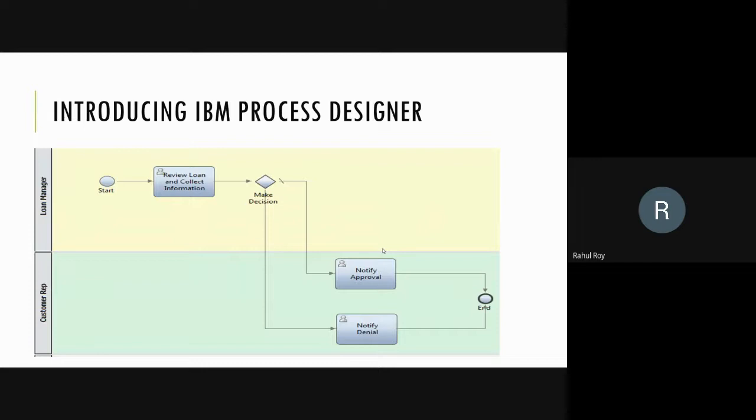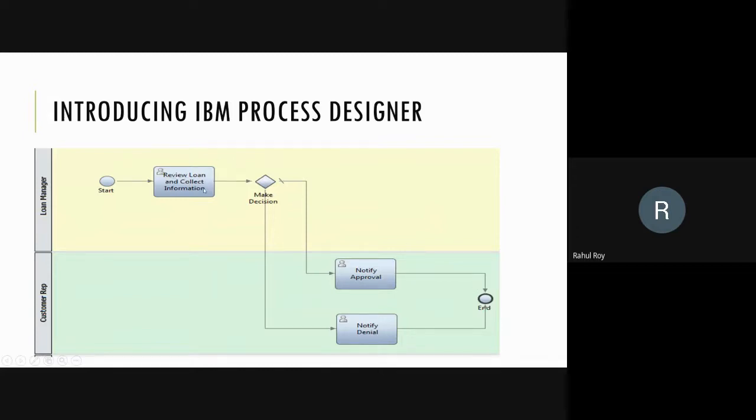So this is a very simple process that has been designed in the process designer. We can first see there is something called start right at the beginning, and then we see something called end right at the end over here. The start will start the process, and the end event will end the process. We call them the start event and the end event respectively.